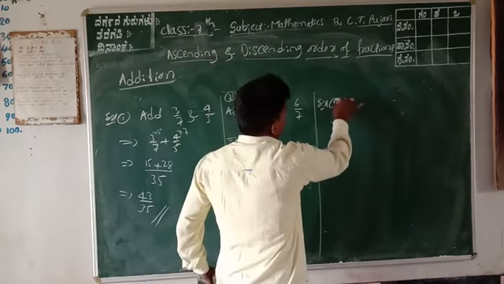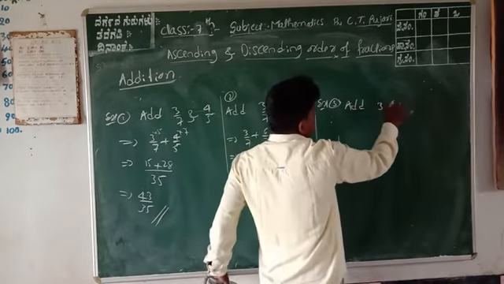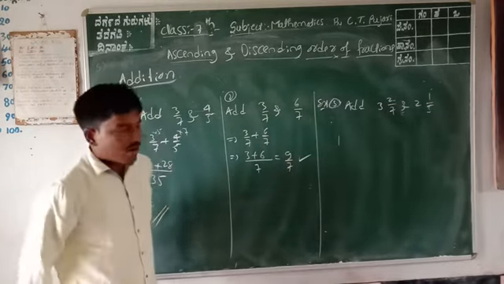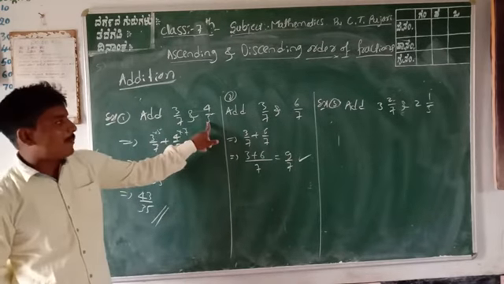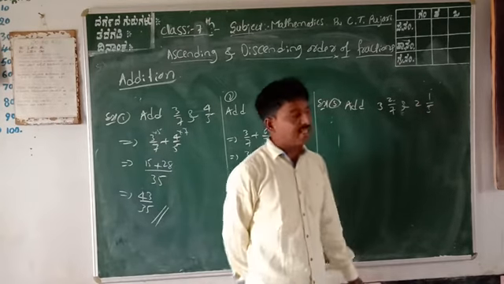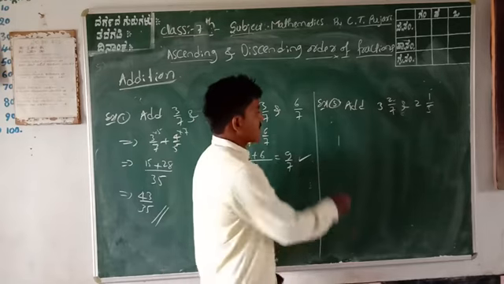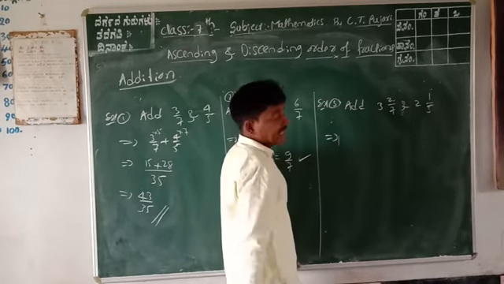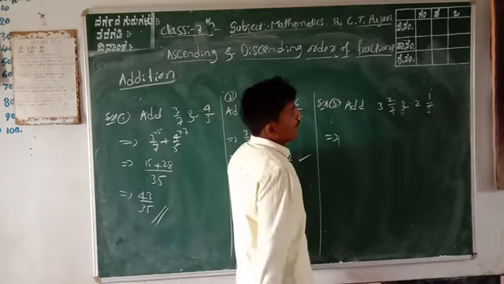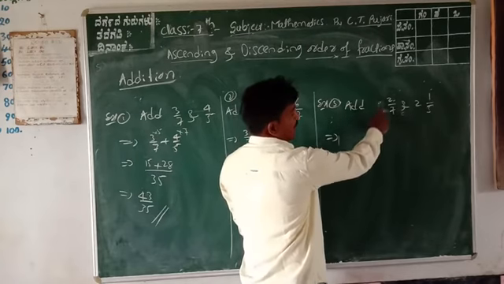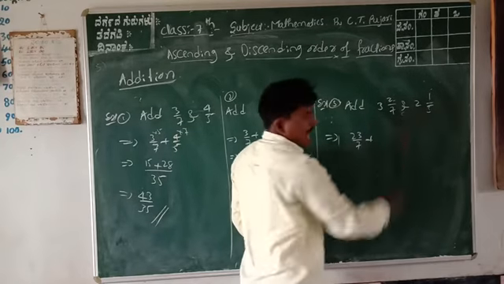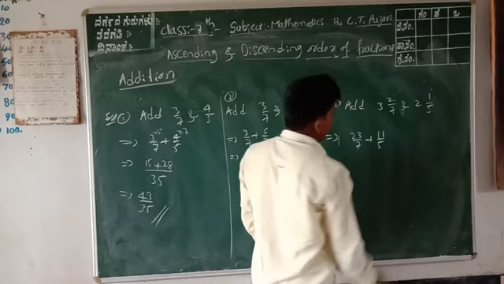Next example, number 3: add 3 integer 2 by 7 and 2 integer 1 by 5. These two fractions are mixed fractions. You can add these two numbers. Therefore, you can convert them from mixed to improper. 3 sevens are 21, 21 plus 2 is 23 by 7, plus 5 twos are 10, 10 plus 1 is 11 by 5.